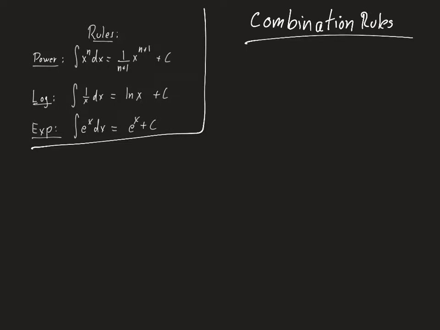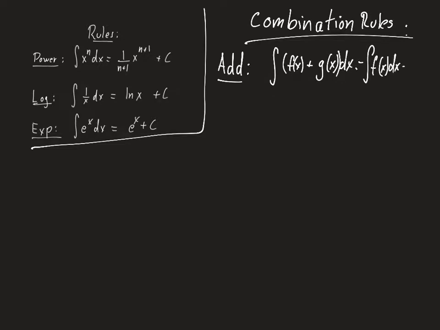Combination rules tell us what to do when you're taking the integral of two different functions combined together in some way. And the first is the addition rule. The addition rule tells us that the integral of, let's say, f of x plus g of x dx is equal to the integral of f of x plus the integral of g of x. So if you're integrating an addition, you can split it up into the addition of the integrals.